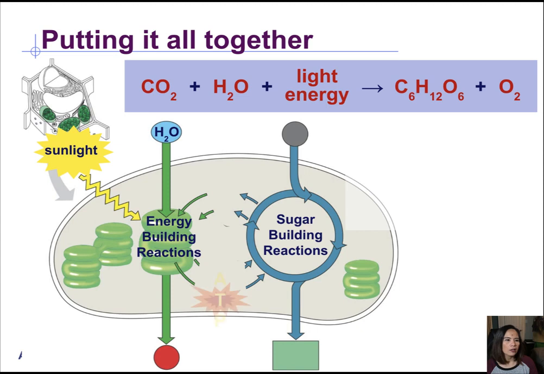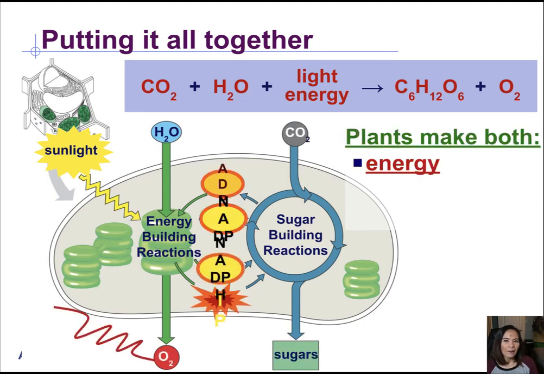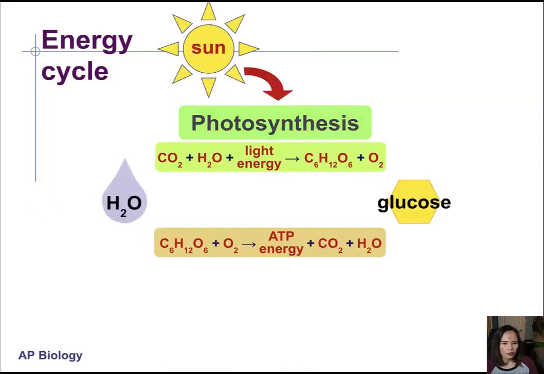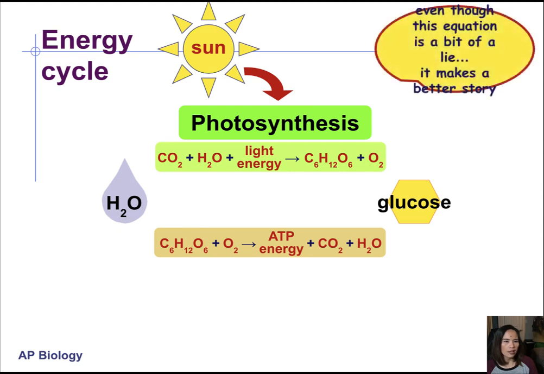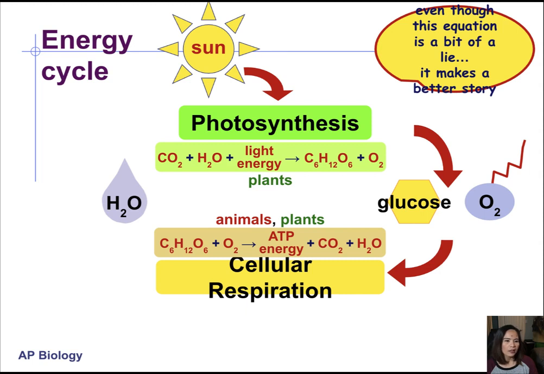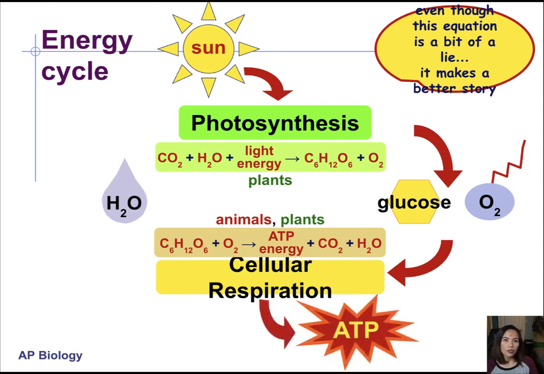And to put it together, as you can see over here, the plant makes both energy in the form of ATP and NADPH, and it also makes sugar. So photosynthesis needs sunlight, used by plants to form glucose and release oxygen. And then that glucose is actually used in cellular respiration to break down that food to produce energy. And of course, as the cycle continues, that water and oxygen is needed to do another cycle of photosynthesis.